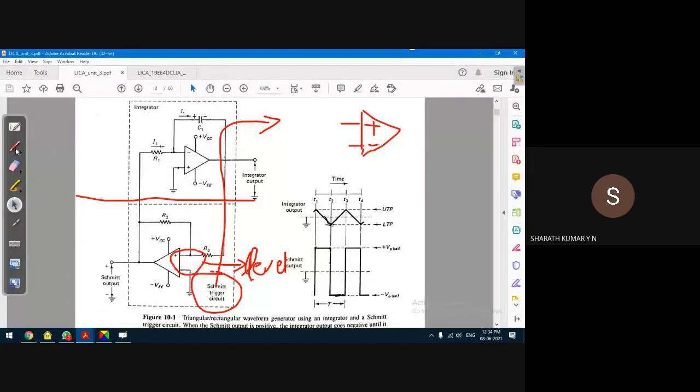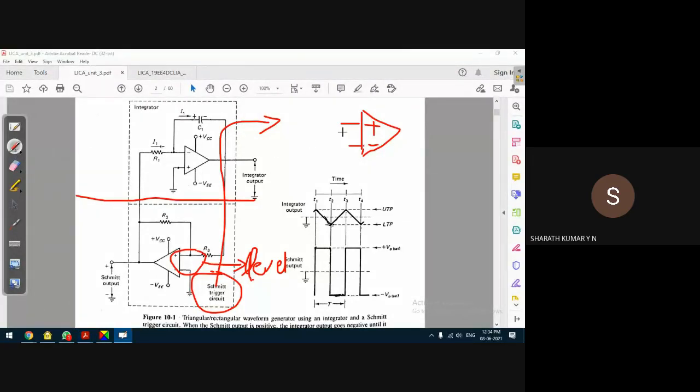The states are opposite. For example, for a non-inverting one, if the input reaches the positive trigger value, the output will be positive. Sorry, for inverting: if the input is at a positive triggering level, the output will be negative. That's the difference between inverting triggering and non-inverting triggering.